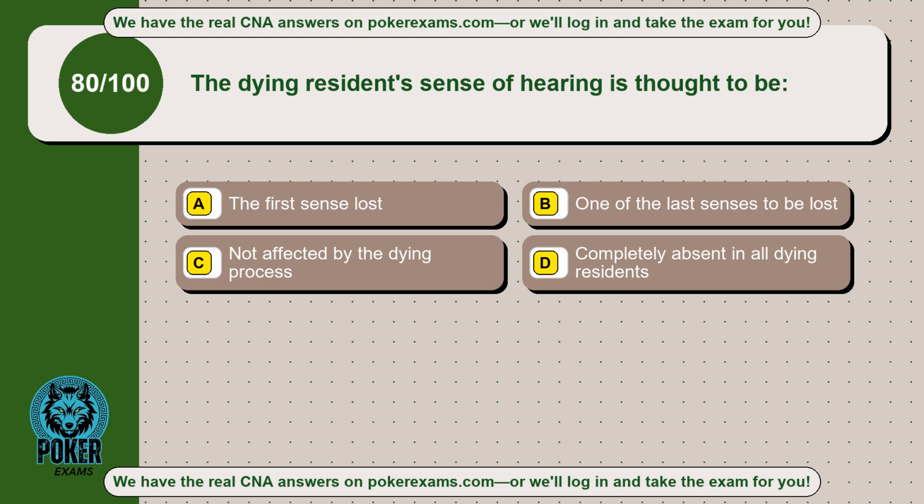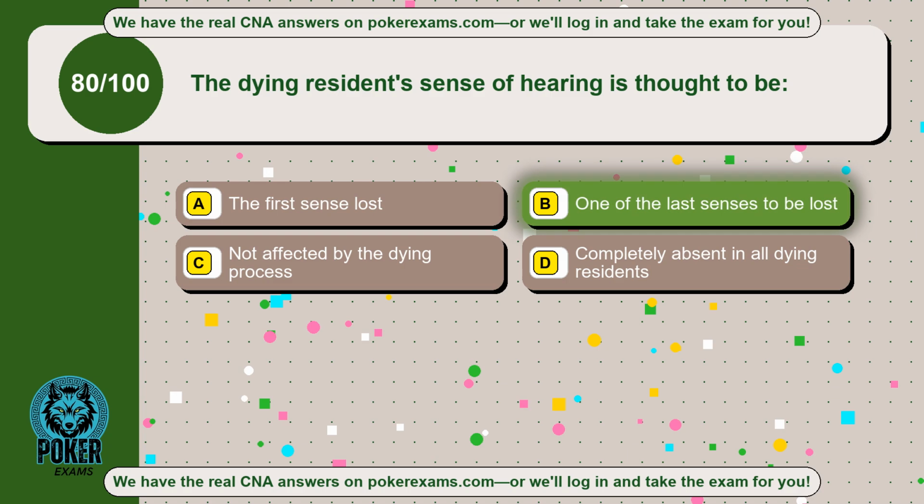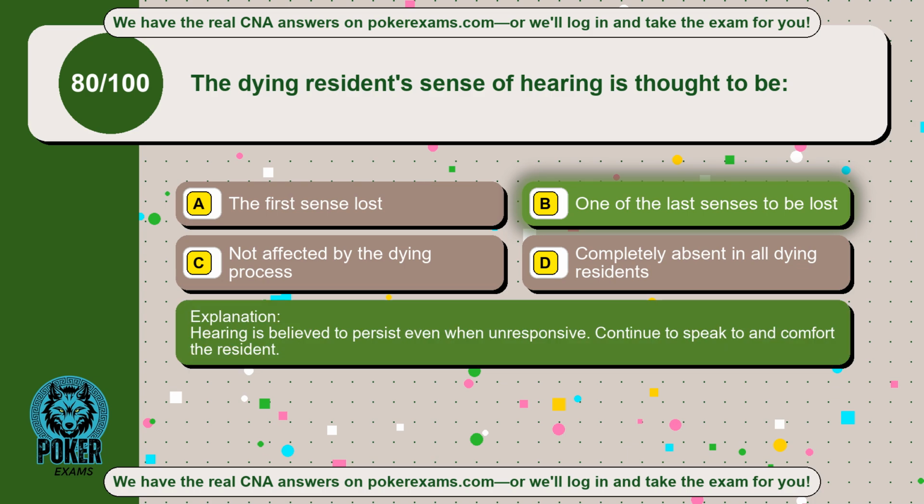Question 80. The dying resident's sense of hearing is thought to be: Option A. The first sense lost. Option B. One of the last senses to be lost. Option C. Not affected by the dying process. Option D. Completely absent in all dying residents. The correct answer is option B. One of the last senses to be lost. Hearing is believed to persist even when unresponsive. Continue to speak to and comfort the resident.